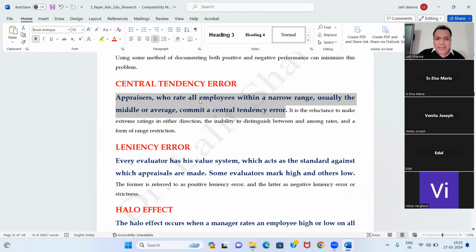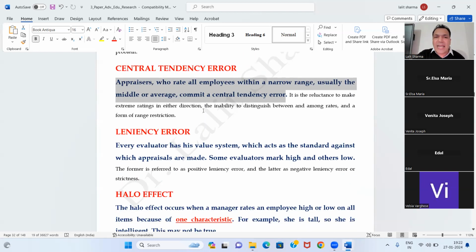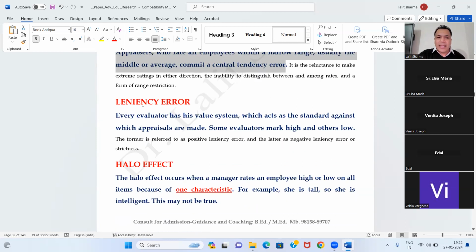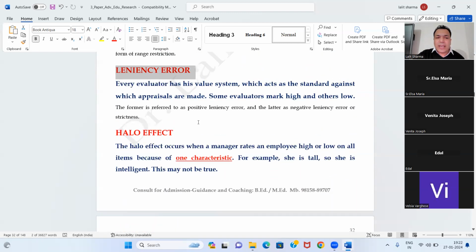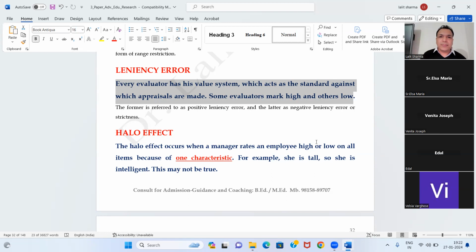ये देखो पढ़ो. Appraisers who rate all the employees within a narrow range, usually the middle or average, commit a central tendency error. Leniency error. Leniency मतलब आपने देखा होगा कई टीचर्स होते हैं वो they are very lenient. Every evaluator has his value system, which acts as a standard against which appraisals are made. Some evaluators mark high and others low.